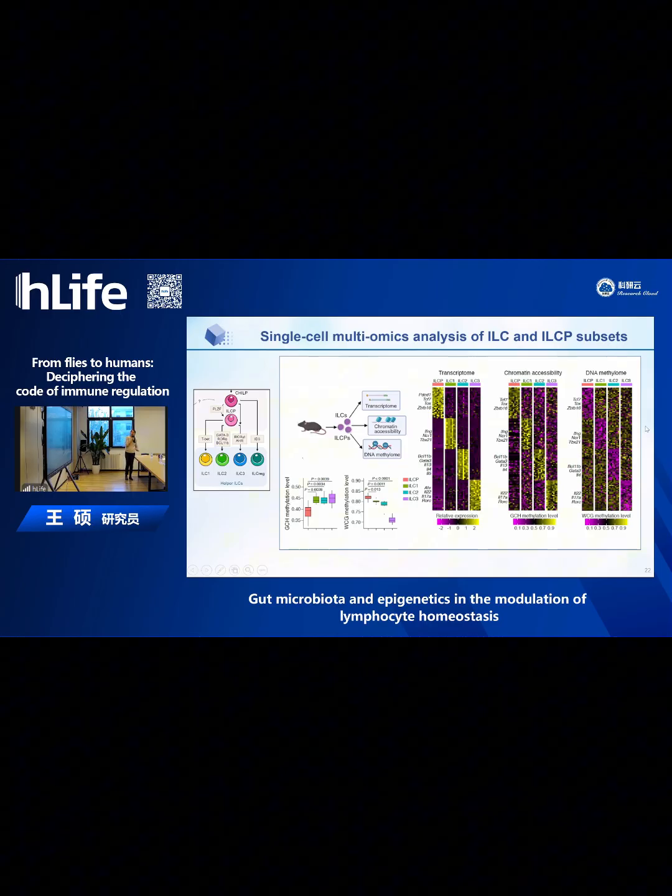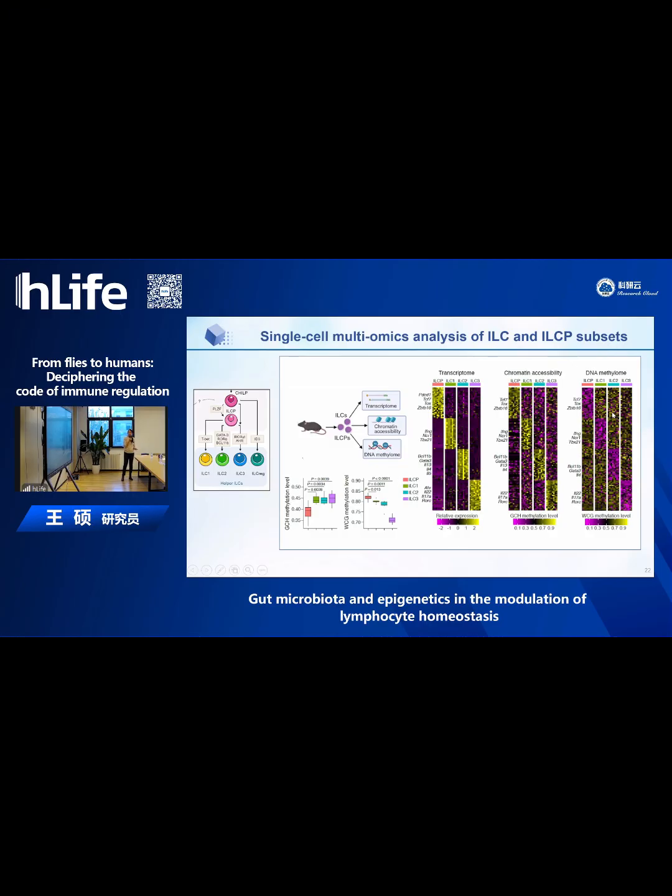Why? Because different types of cells have different kinds of methylation patterns. If you want to know the heterogeneity of these cells, you must analyze the DNA methylation level at a single cell level. So we use single cell multiomics analysis of the ILCs and their precursors, ILCPs. We analyzed the transcription, the chromatin accessibility, and also the DNA methylation level at a single cell level for different types of ILCs and ILC precursors.